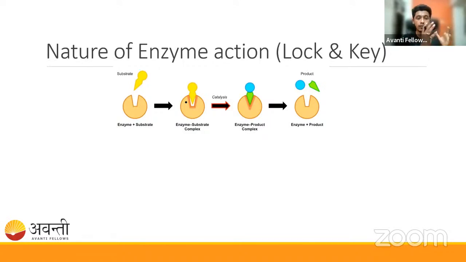So that is one of the key criteria of your enzymatic reaction. And one of the important modes of action of enzymes is the lock and key mechanism. What is the lock and key mechanism? When you have a lock, if you want to open the lock, you require an appropriate key. You cannot just use any other key and open the lock in all the cases, right?